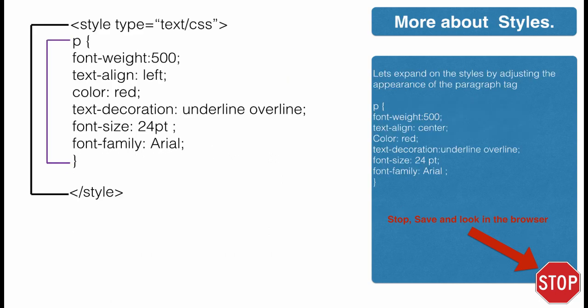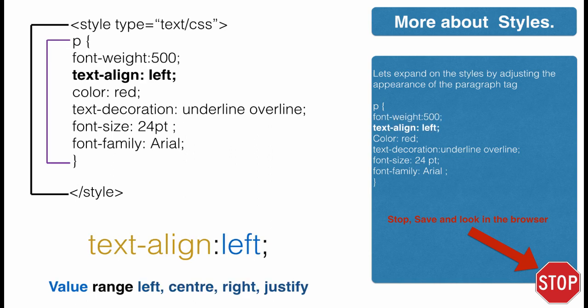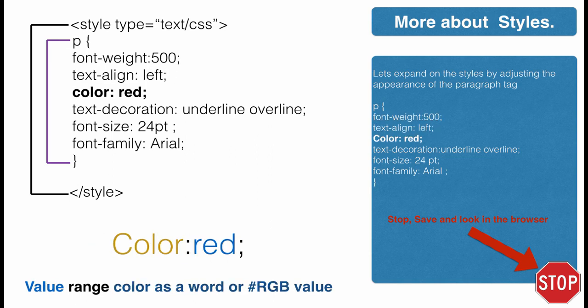We can also use styles to go through and format our paragraph text. Let's go through and have a look at this particular style. Again, it appears between our style tags in the head of our page. We start by setting the font weight, the level of boldness, to 500. We go text alignment to the left. We select the color to be red.